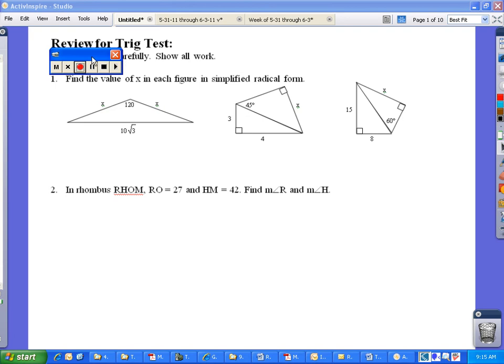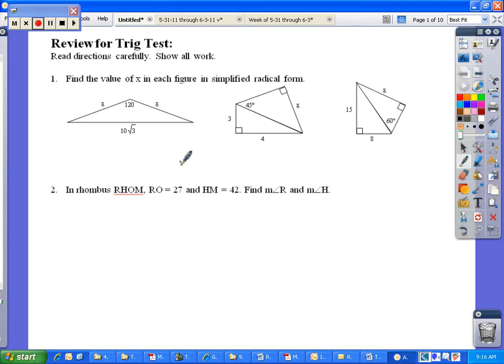Alright, so we're going to go ahead and do the review for the trig test, which is tomorrow. Number 1, find the value of x in each figure simplified in radical form. Now for number 1, we're actually going to use our relationships of special right triangles.